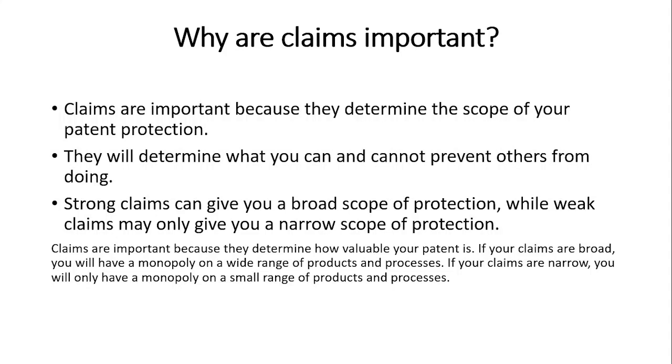Because they determine the scope of your patent protection. Claims are supporting your patent protection. They will determine what you can and cannot prevent others from doing. So if others also have the same idea as you, how do you protect your idea from them? From the claims only you can protect your idea from others. Strong claims can give you a broad scope of protection, while weak claims may only give you a narrow scope of protection. So we always need a broad scope of protection in a patent application.